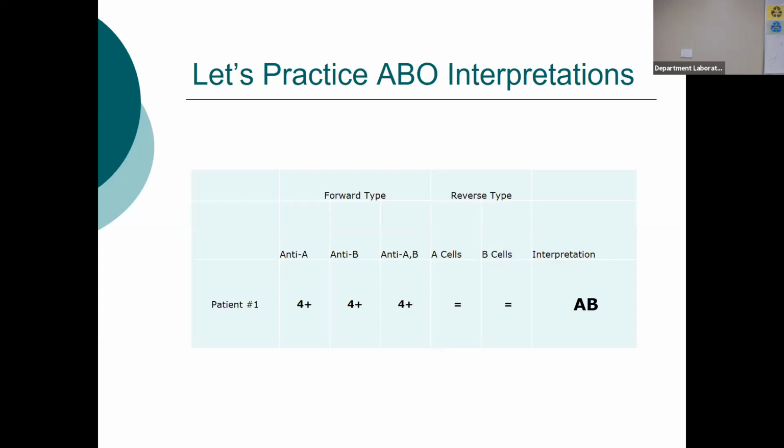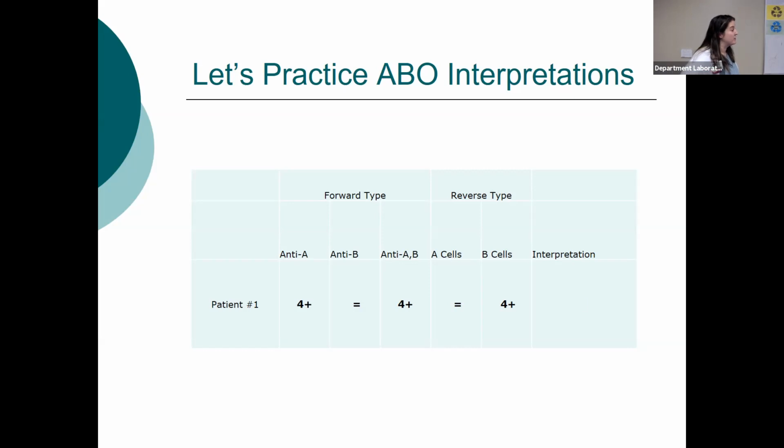Is it a subgroup of A? Okay, that's kind of our hint that we're dealing with a discrepancy when your forward and back do not match. Here's another one: 4+ reaction with anti-A, negative with anti-B, 4+ with A, B, and in the back type, we have negative with A1 cells, 4+ with B cells.